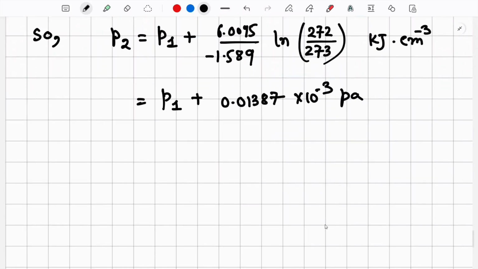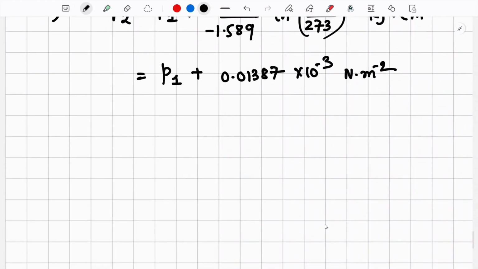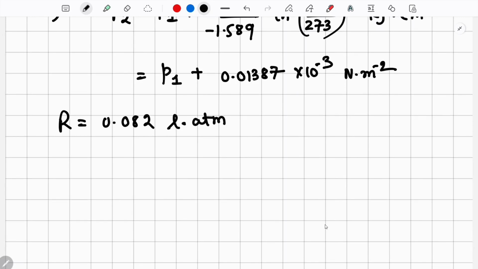Now we have to relate Pascal and ATM. How can you relate Pascal and ATM? Pascal is Newton per meter square. By the R value, that is the best thing. So you know R is 0.082 liter atmosphere mole inverse Kelvin inverse.